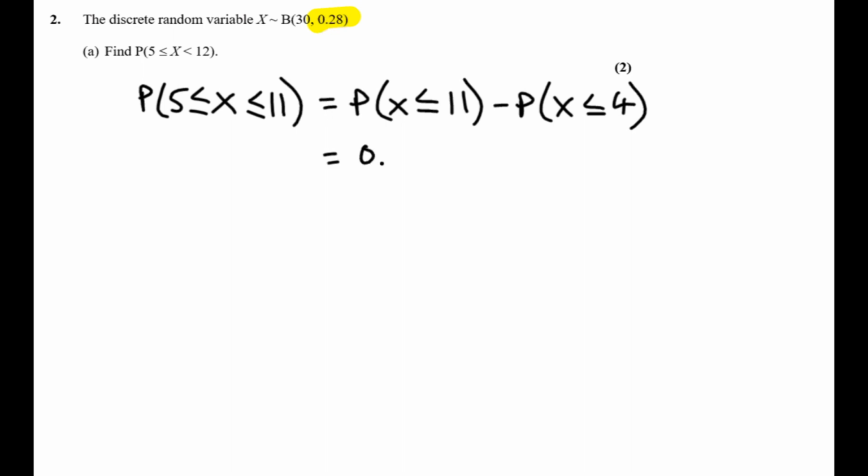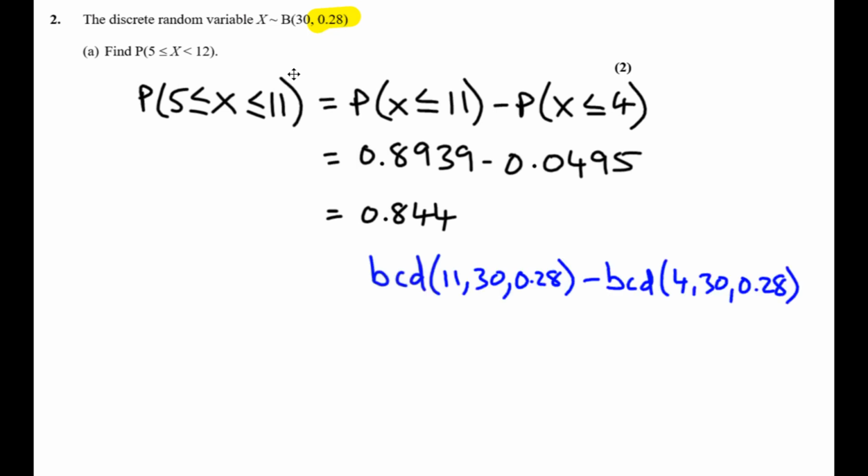And we're looking for 0.8939 minus 0.0495. Okay, on your calculator you would have needed to use the BCD function, and typing that onto your calculators would have got you the answer all in one, but obviously it's good practice to show the values that you're using as you go along to get those method marks.